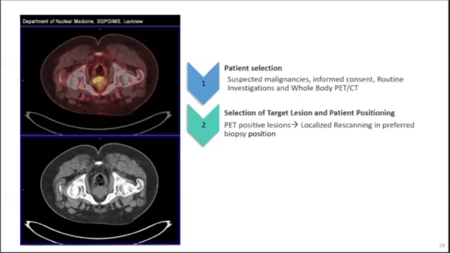After confirming this, the patient is asked to lie down on the table in the preferred biopsy position based upon the site from which the biopsy is to be taken. In this image, since the biopsy of prostate was planned through transgluteal route, the patient was lying in prone position.